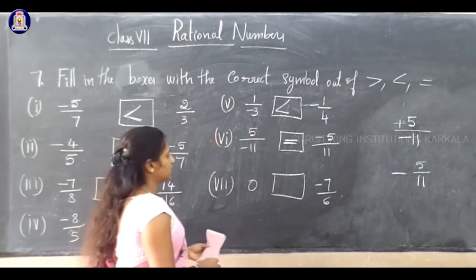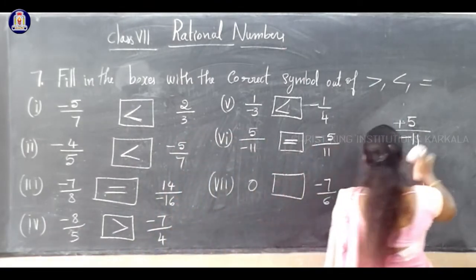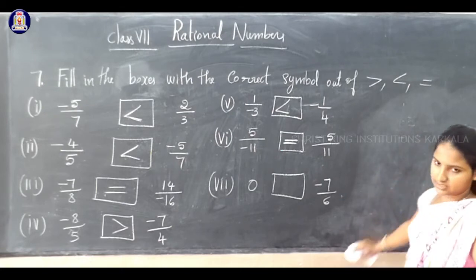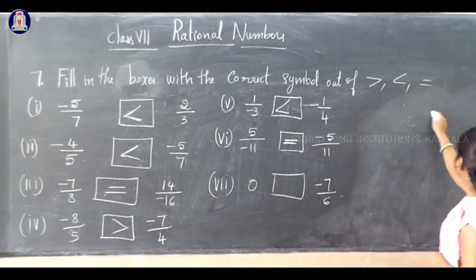So the last question, the seventh one. See, 0 and one more is minus 7 by plus 6. 0 and minus 7 by plus 6.